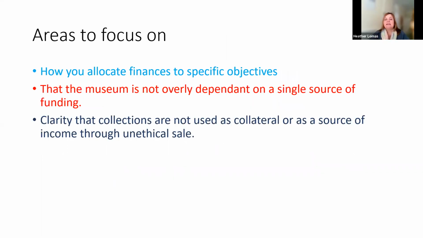And areas you might need to look at is how you actually allocate finances to specific objectives. So how do you actually make those decisions? Being able to demonstrate that the museum is not overly dependent on a single source of funding. This is important because it demonstrates sustainability for the future. And there also needs to be clarity that collections are not used as collateral or as a source of income through an ethical sale. So these are things you really need to be thinking about as you're going along.